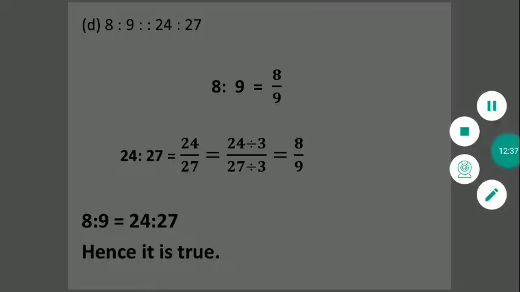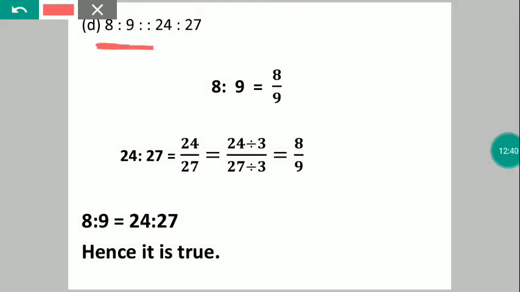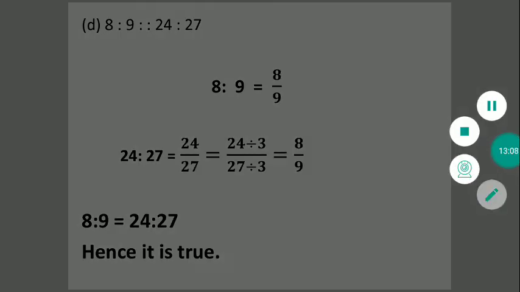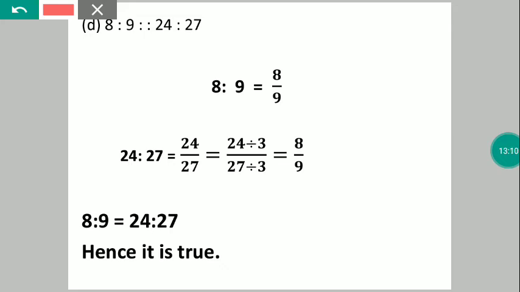Now D, 8:9 proportion to 24:27. Given that these four quantities are in proportion, we have to check whether the statement is true or not. 8:9 means 8 upon 9. Now 24:27 is 24 upon 27. Divide numerator and denominator by 3. 24 divided by 3, 27 divided by 3. So the ratio is 8 upon 9, which is equal to 8:9. Now the ratios of both the pairs are the same, so the quantities are in proportion. So the given statement is true.